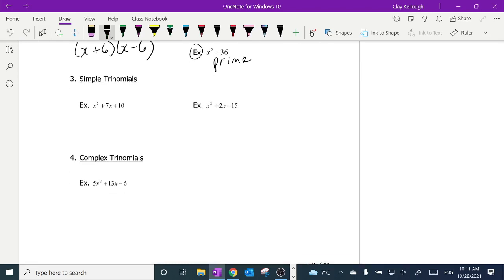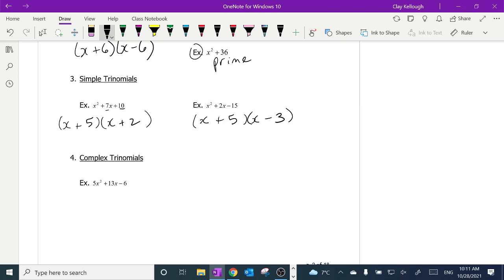All right, simple trinomials. And they're simple because the coefficient on the x squared is 1. So you know you get x squared from going x times x. And we've been doing lots of this factoring already, so this should be fairly old hat for you. The two numbers that times to make 10 and add to make 7 are 5 and 2. And the two numbers that times to make negative 15 but add to make 2 are positive 5 and negative 3.